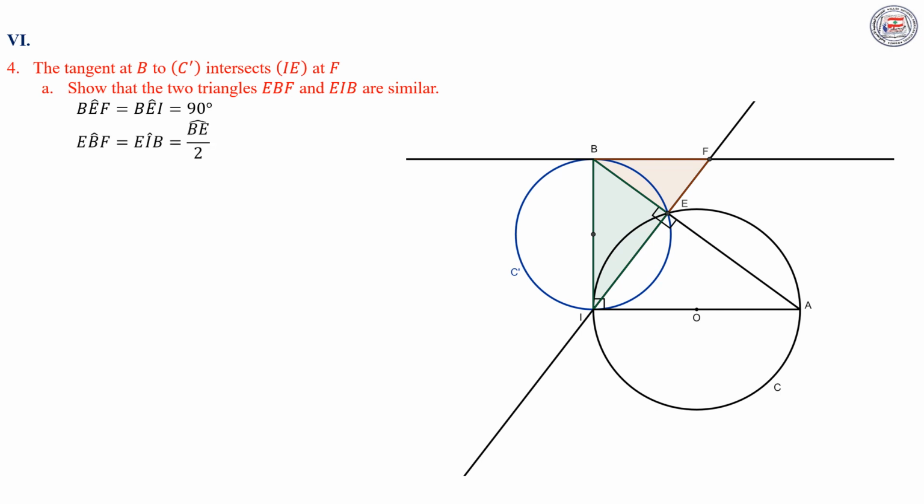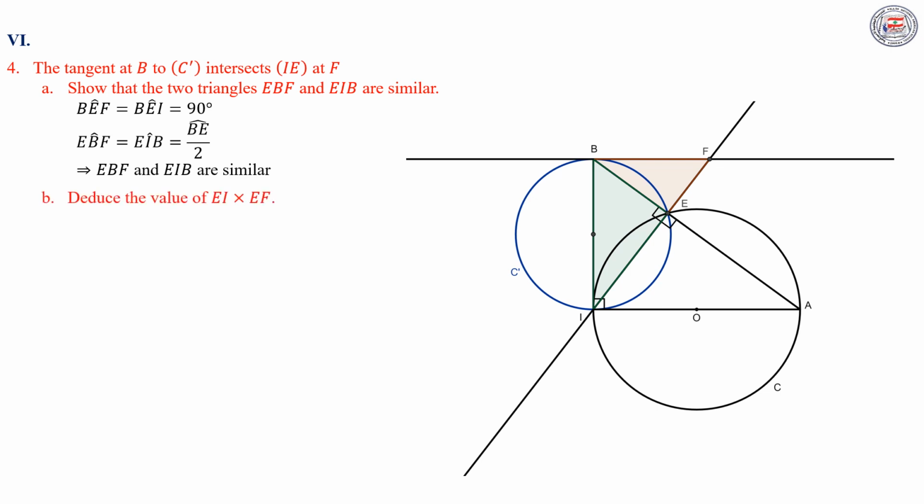We have also the angle EBF equal to the angle EIB, since they are both inscribed angles that intercept the same arc BE. That means they are both equal to the measure of the arc BE over 2. Therefore, EBF and EIB are two similar triangles.